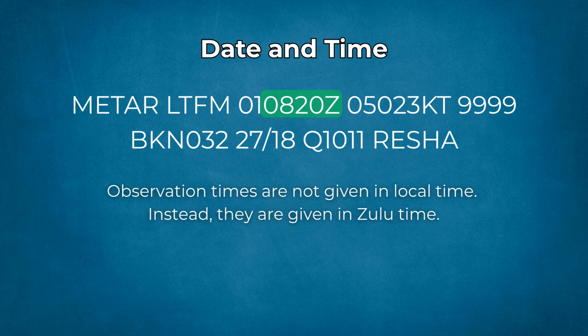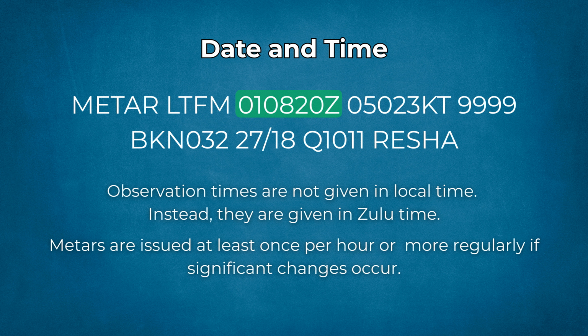the observation times are not given in local time. Instead, they are given in Zulu time. Zulu time is the same the world over. If a METAR is long out of date, then the information contained within won't be valid and may have changed completely in some circumstances. Generally, METARs are issued at least once per hour or more regularly if significant changes occur.